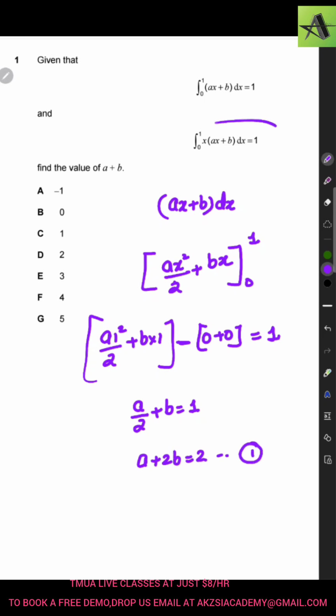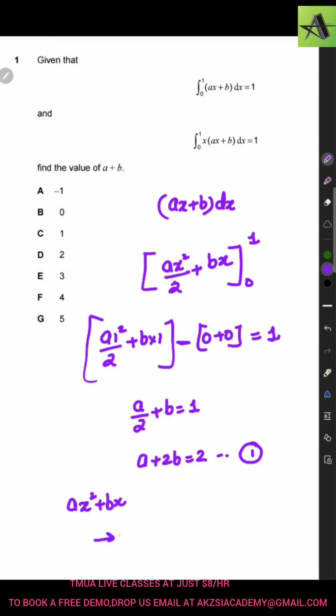And I can clearly see I have the second one that will give me an equation in terms of a and b again, and at the very end, I'll get the simultaneous equations that will help me in finding the value of a and b. So let me solve this one. This is x times (ax plus b), that will give me ax squared plus bx if I expand the bracket. And now I need to integrate.